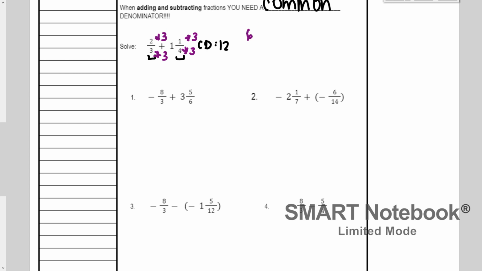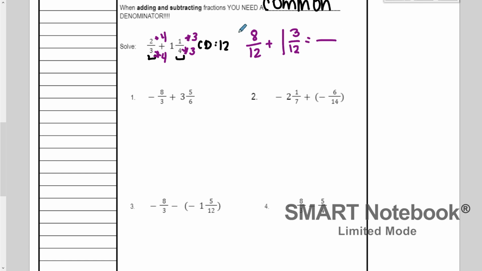This will become 6. Oh, sorry, these. My bad. To get the 3 to be a 12, we'd multiply by 4, not 3. We would get 8 twelfths plus 1 and 3 twelfths. Two different ways we can add this up.